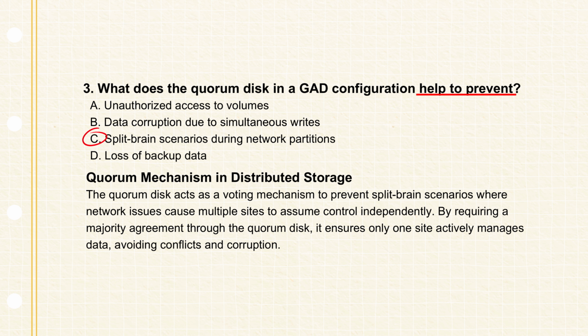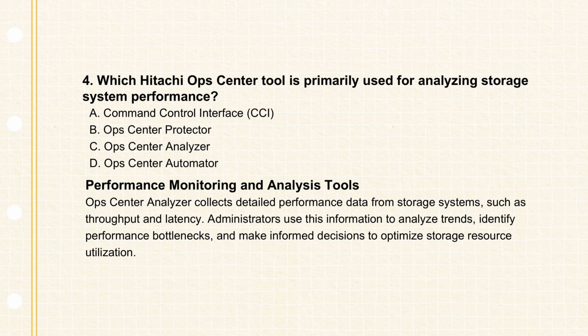Okay, sticking with the Ops Center suite for another second, the source also brings up performance management. Question 4 asks about the specific Ops Center tool you'd use for analyzing system performance. According to the source material, Ops Center Analyzer is the dedicated tool for that performance analysis piece. Its job is collecting and then analyzing performance data from the storage systems. This helps admins figure out how to optimize things and make it run better. So, Analyzer for performance, Protector for protection. Good to see those functions clearly separated in the tool set. Makes sense to specialize.